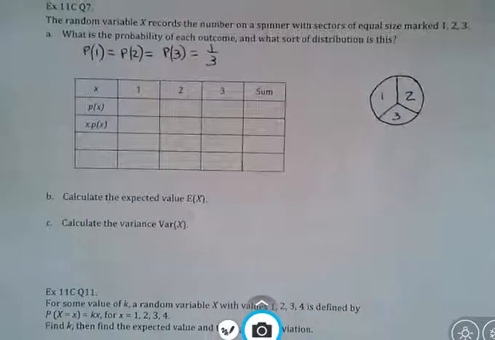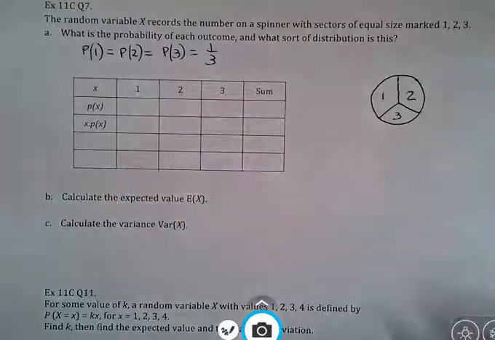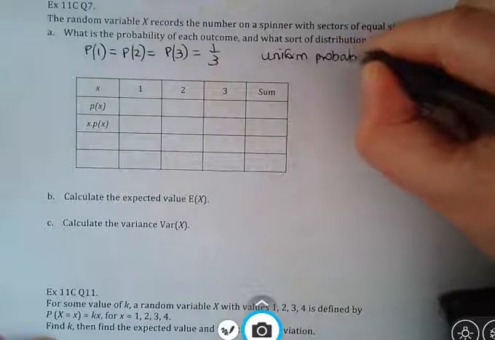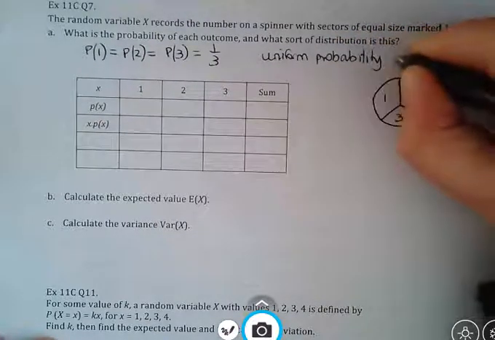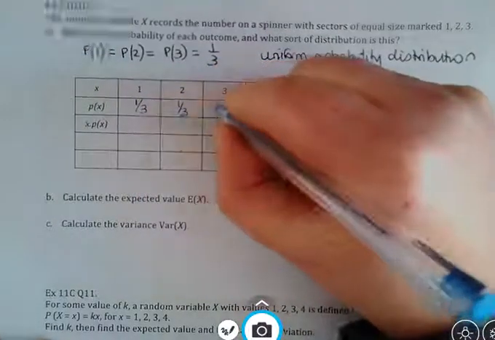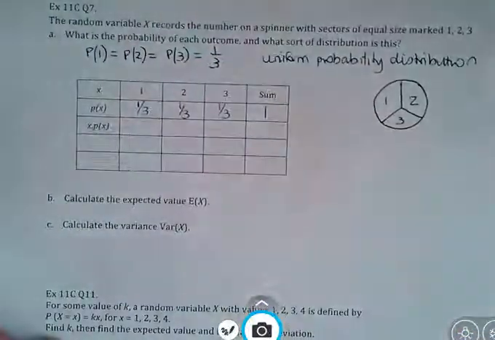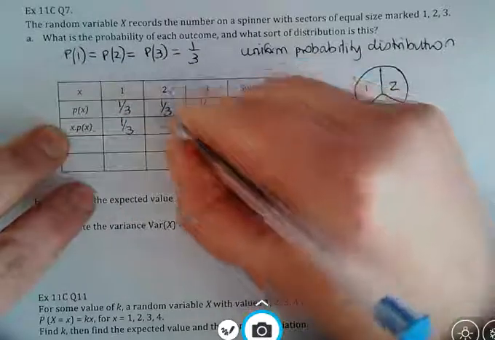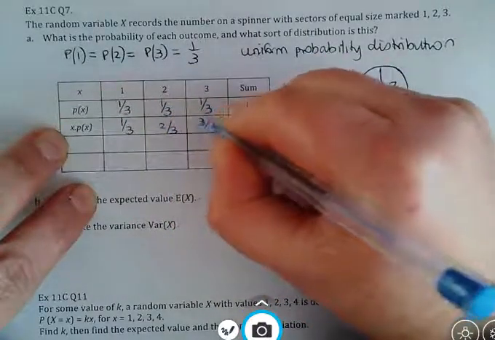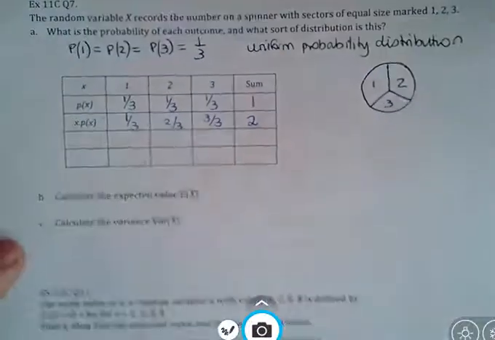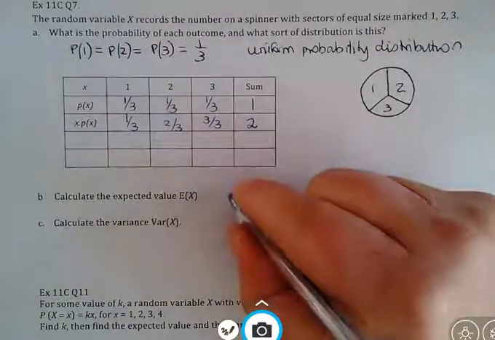So what sort of distribution is this? It is a uniform probability distribution, because the probability of each outcome is the same. If I fill in my probabilities here, 1/3, 1/3, and 1/3, the sum of all my probabilities is 1. And if I look at x times the probability of x, I get a third, 2/3, and 3/3, which is 6/3, or 2.